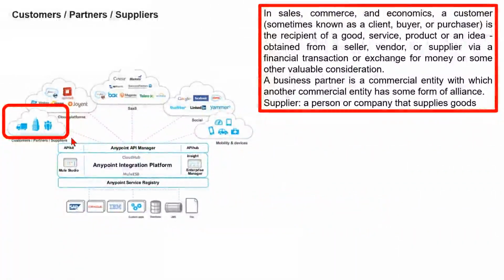In sales, commerce and economics, a customer, sometimes known as a client, buyer or purchaser, is a recipient of a good, service, product or an idea obtained from a seller, vendor or supplier via a financial transaction or exchange for money or some other valuable consideration. A business partner is a commercial entity with which another commercial entity has some form of alliance. Supplier, a person or company that supplies goods.